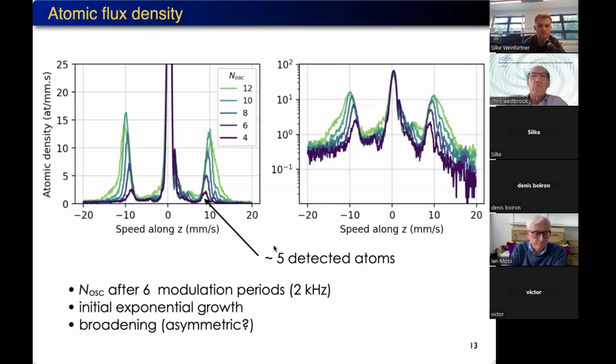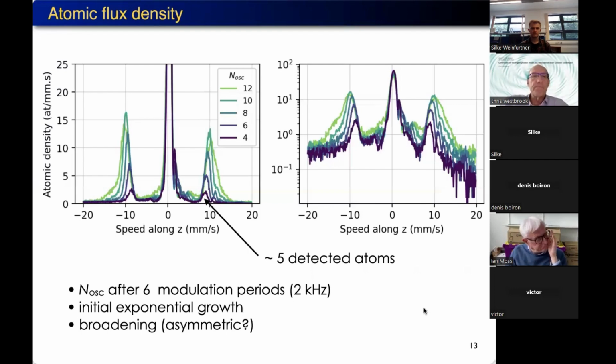If you look carefully, you can maybe see an exponential growth. I'll go into that a little on the next slide. And as you pump harder or pump longer, you see that not only do the peaks go up, but they shift and broaden. They broaden in this asymmetric fashion, which we don't really understand. That's work in progress to figure out why that's happening.